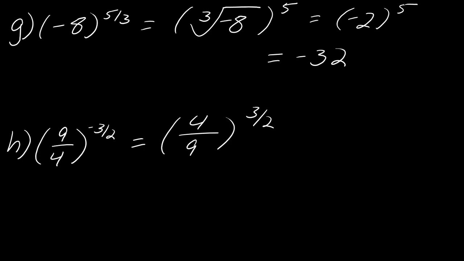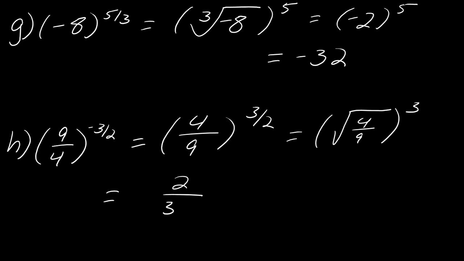And from here, now what I can do is I can go ahead and take the square root of this whole thing, and then I can cube it. Now, don't panic about taking the square root of a fraction. You literally just take the square root of the top and you take the square root of the bottom. So the square root of 4 is 2, and the square root of 9 is 3. So that's all I'm left with.